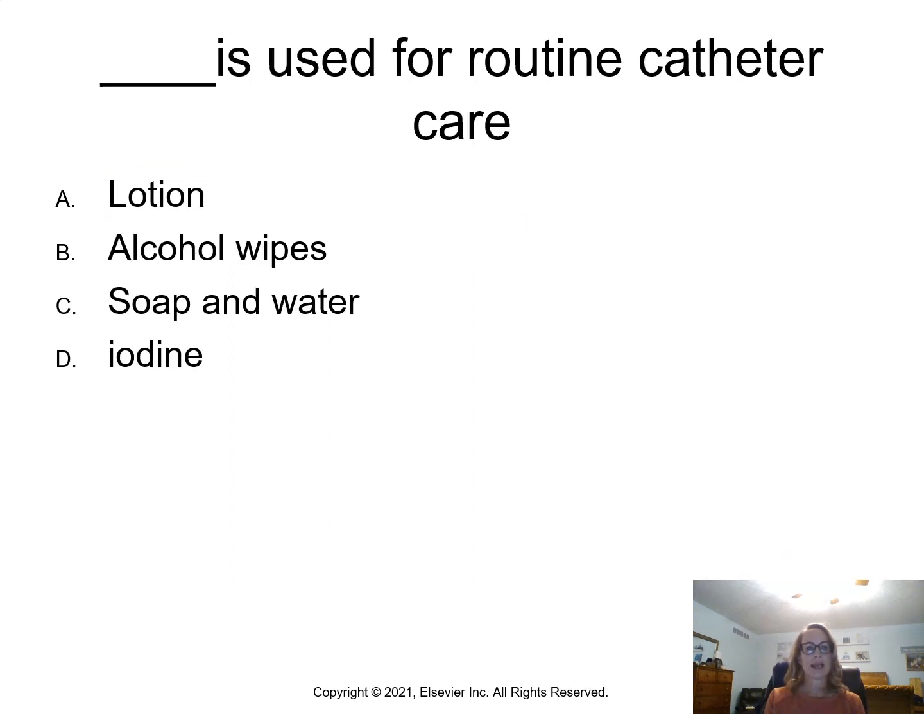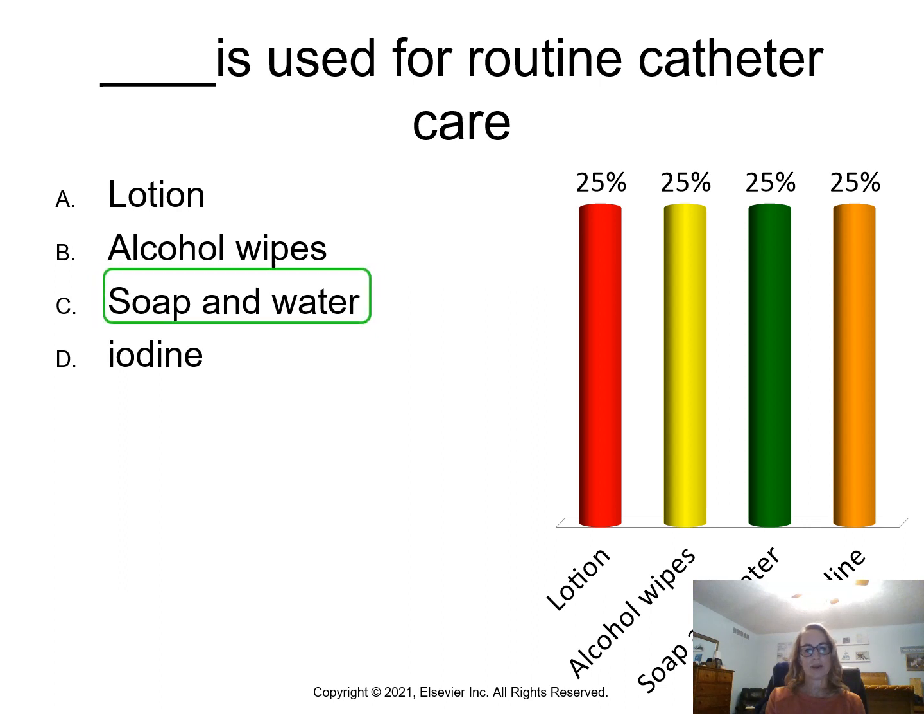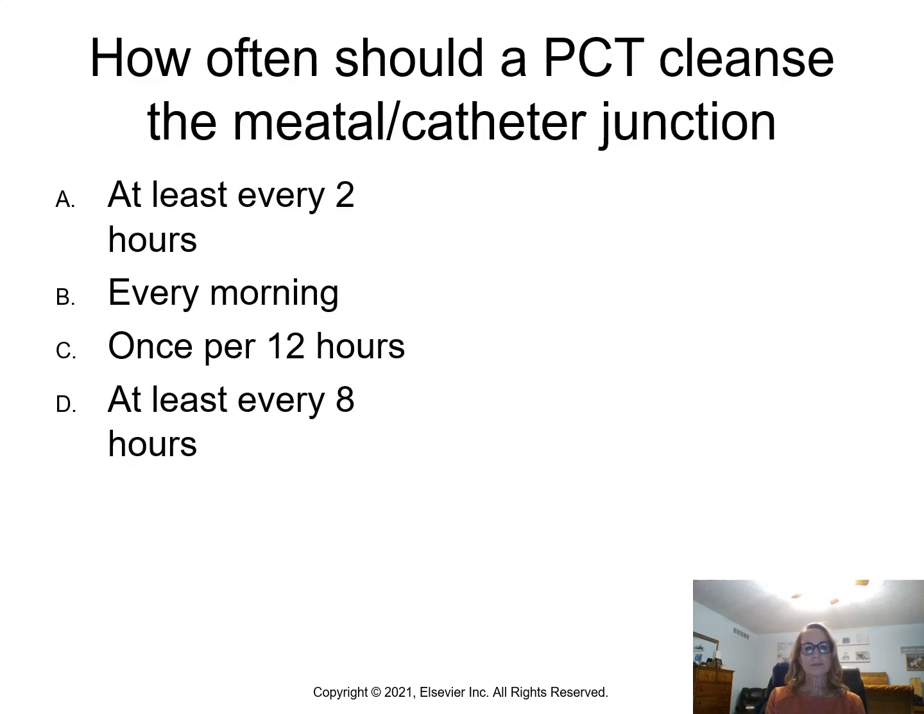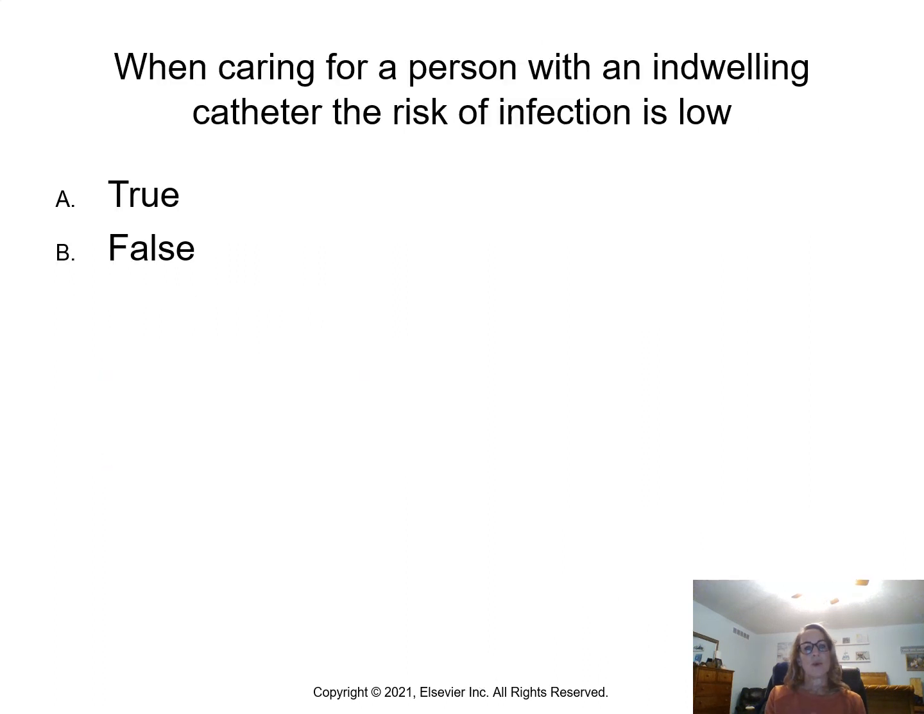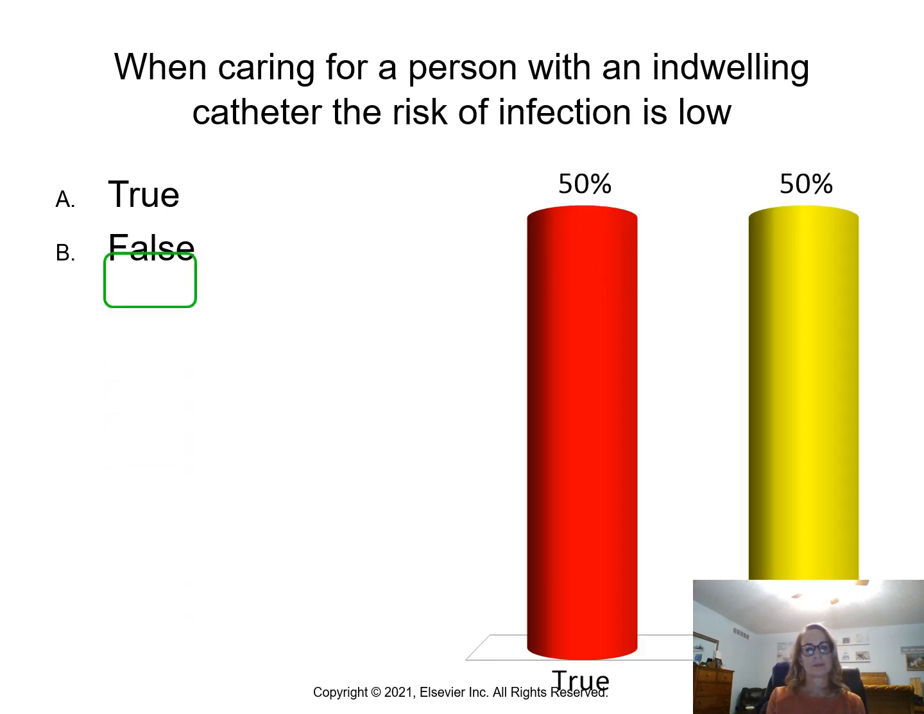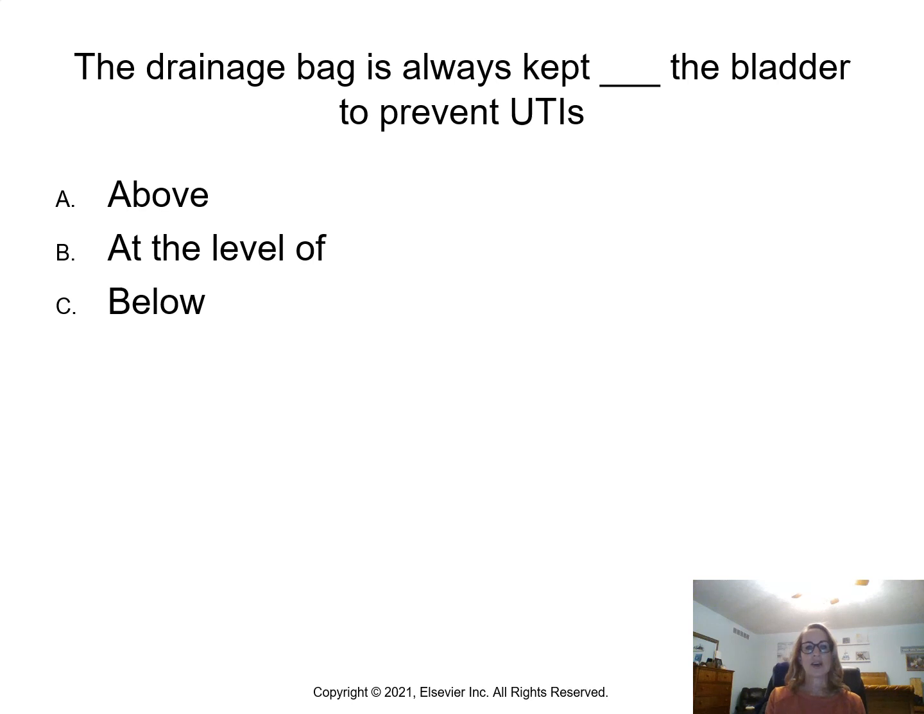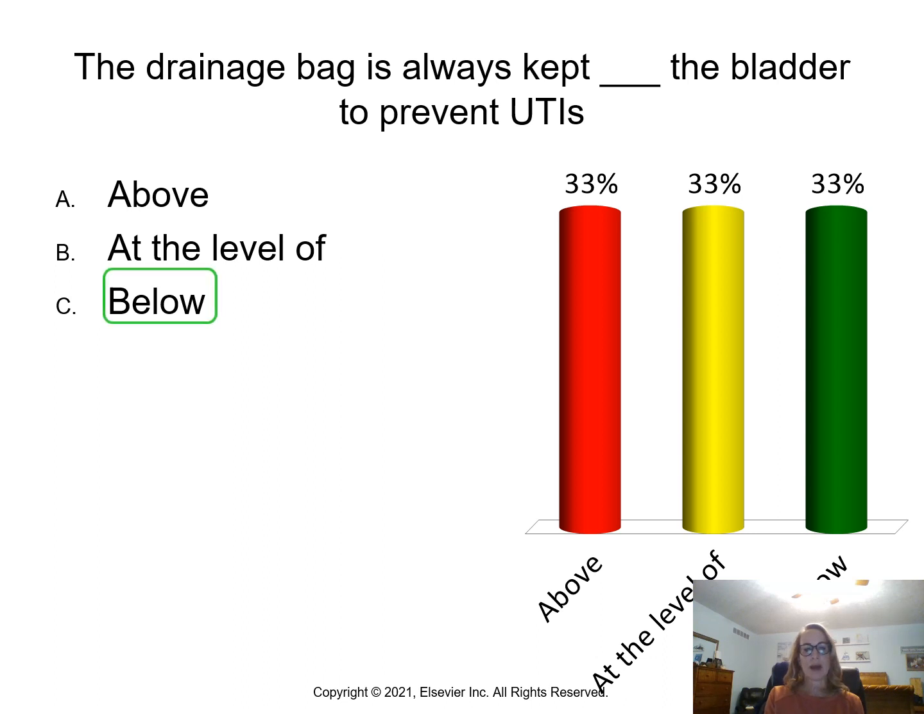Blank is used for routine catheter care. We use soap and water to clean that catheter, remember? How often should a PCT cleanse the meatal and catheter junction? Every 8 hours at least. When caring for a person with an indwelling catheter, the risk of infection is low. True or false? You should know this one. False. The drainage bag is always kept blank the bladder to prevent UTI. So do we keep it above, at the level, or below? We want to keep it below so that we don't have any backflow.